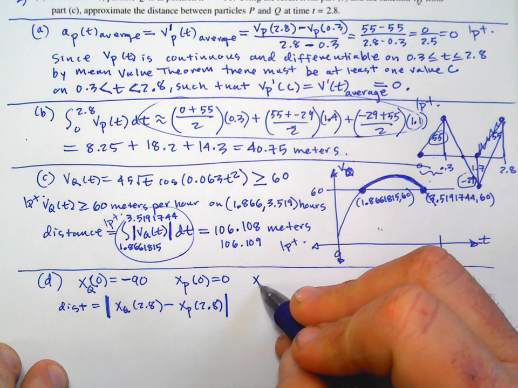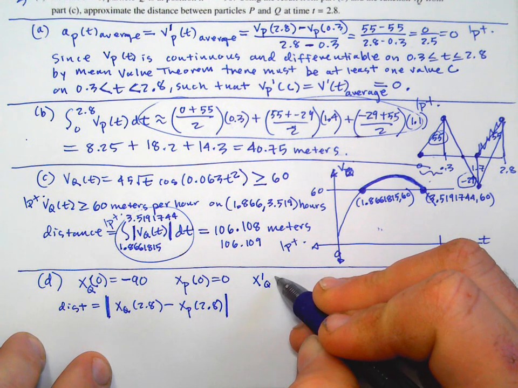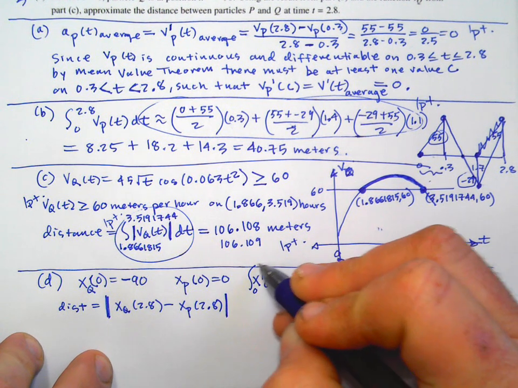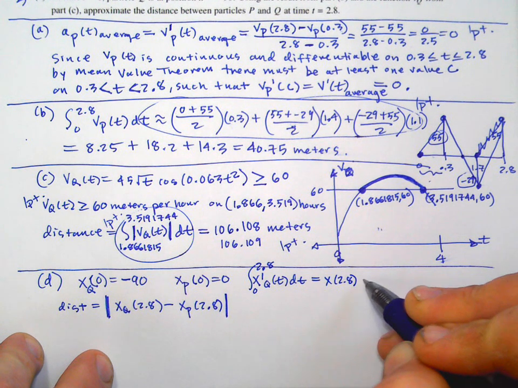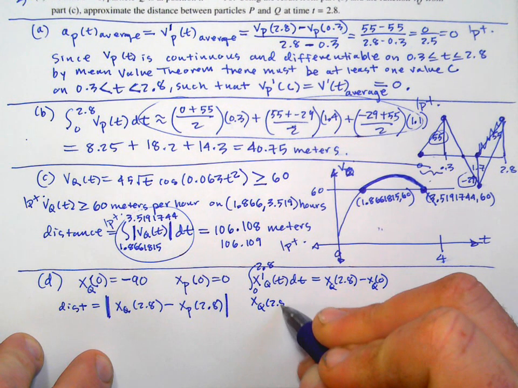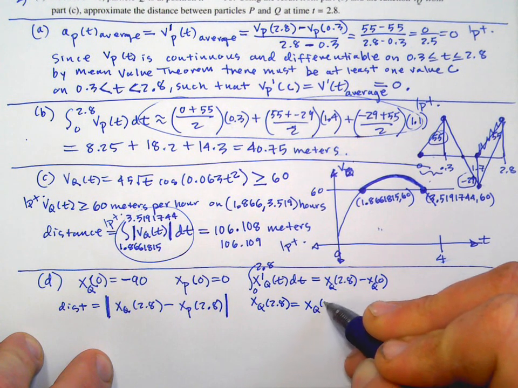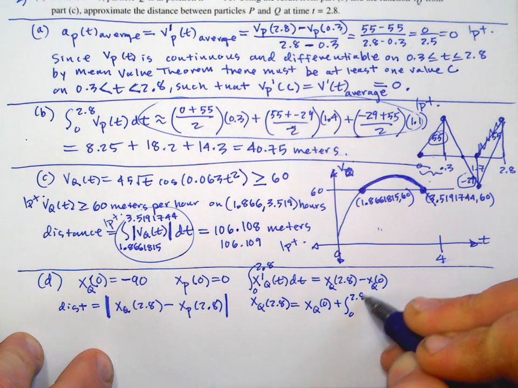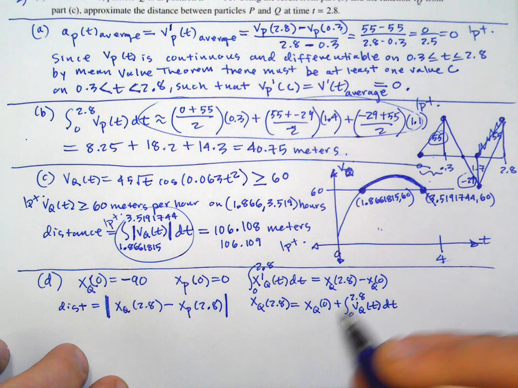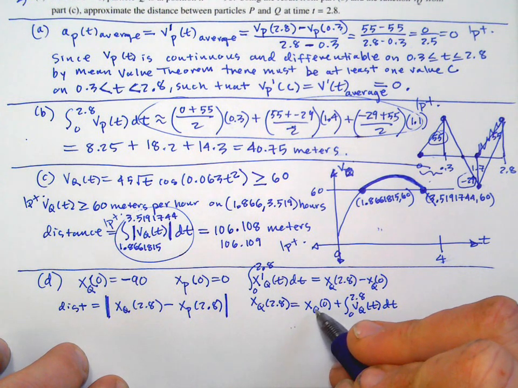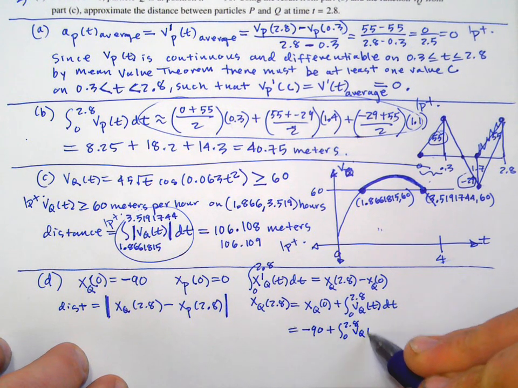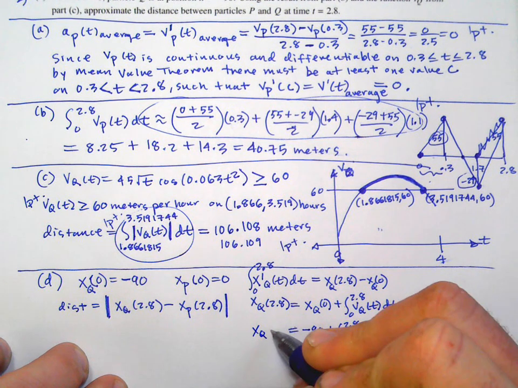So the integral of x prime dt from time 0 to 2.8 is going to give you x of 2.8 minus x of 0, right? So then x sub Q of 2.8 equals x sub Q of 0 plus the integral from 0 to 2.8 of v sub Q of t dt, right? And we were just given that this was -90, right?